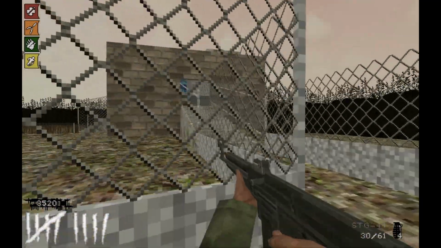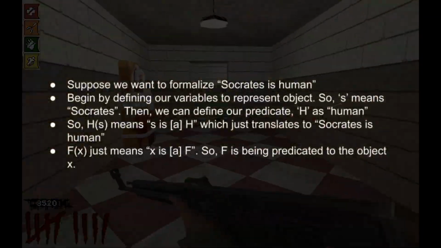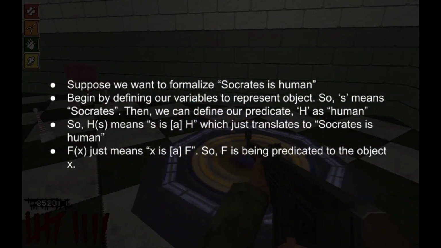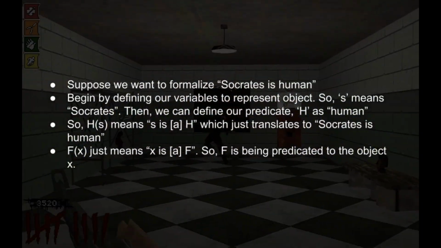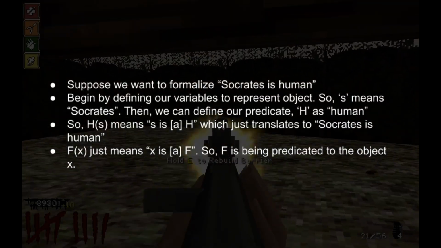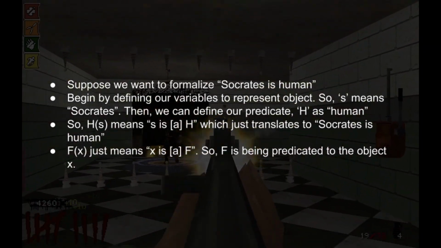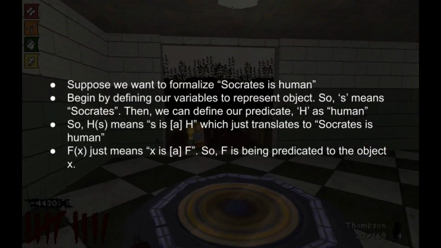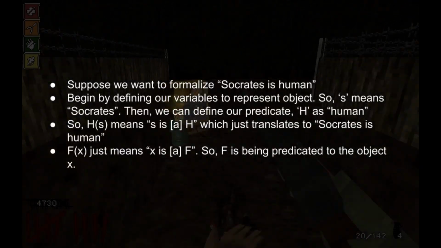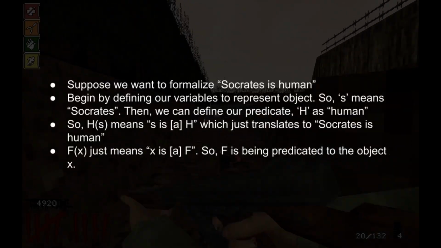So let's take this, right? Suppose we want to formalize Socrates as human. We begin by defining our variables to represent an object. So s means Socrates. Then we can define our predicate where H means human. So you could say H, and then after H, you would say s. And what this means is s is H, which if you translate it using our definitions of s and H, just means Socrates is human. Likewise, F and then x just means x is F. So F is being predicated to the object x. And if you have a definition of F and a definition of x, you're going to be able to translate it just fine.